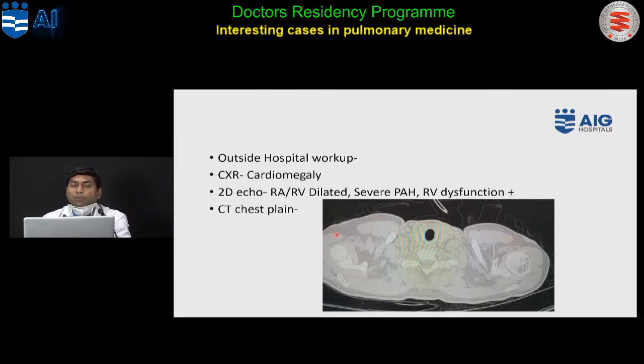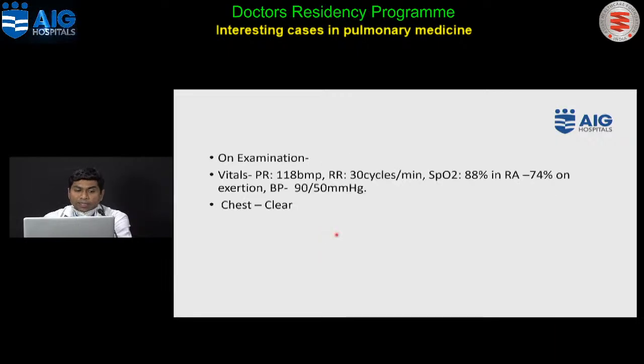That is, he was labeled as having cor pulmonale outside, and then he was given oxygen to be taken at home. He had been told that there is no permanent treatment for this cor pulmonale, and that he just needs to continue using oxygen at home. That was the time when he came to us.